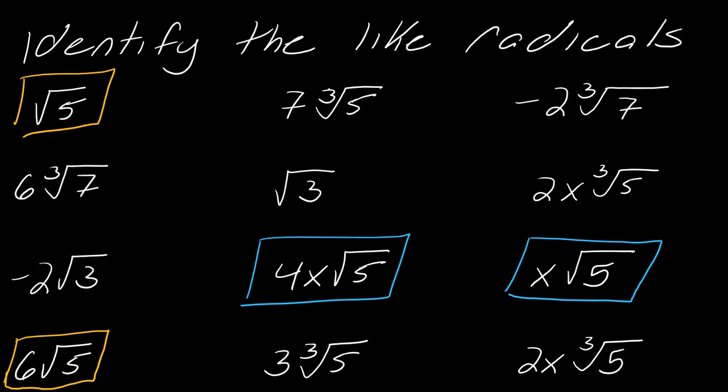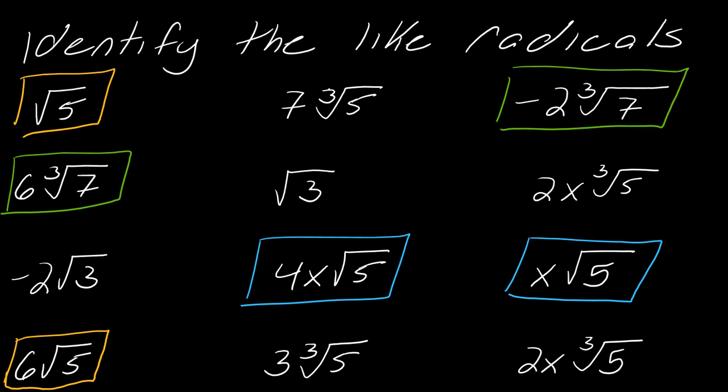If I want to keep going with this idea, let's say that I've got 6 times the cube root of 7. Does this have anything that it pairs with? As I look through everything, this would pair with this one over here. So this would be like radicals right here. What about negative 2 times the square root of 3? I'm using a fun pen here. I have this cool galaxy looking pen. Anything that this would pair with, it would pair with the square root of 3. So those two go together.